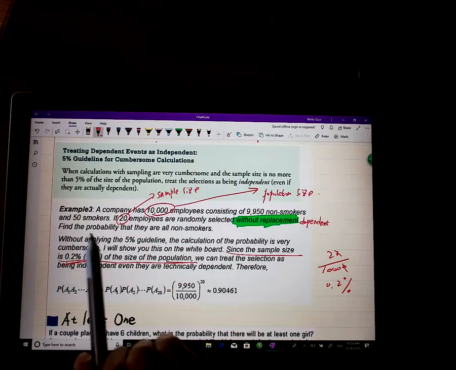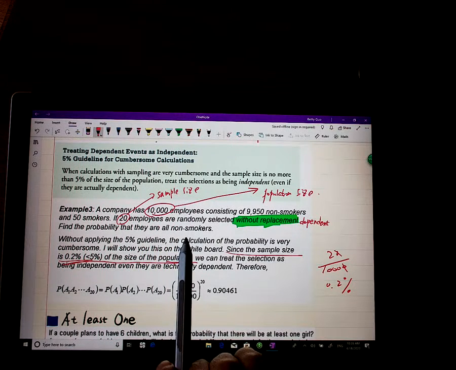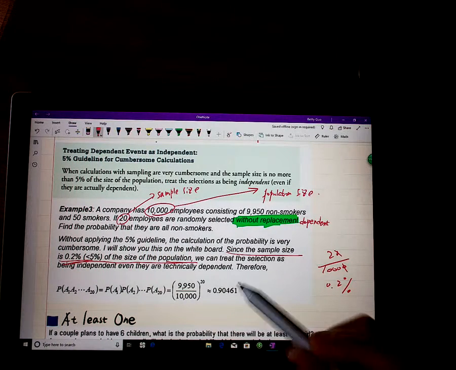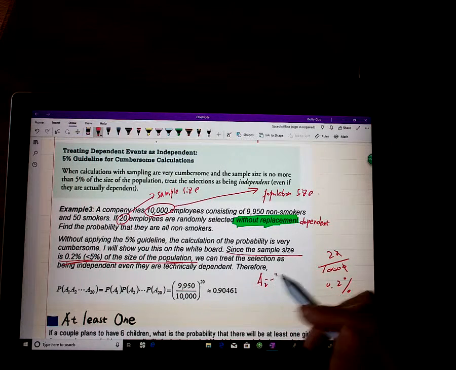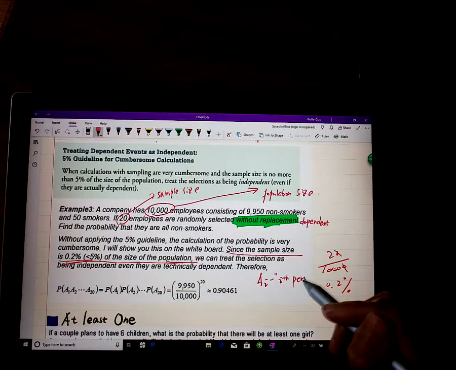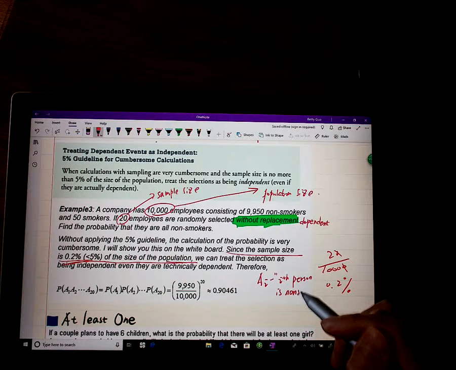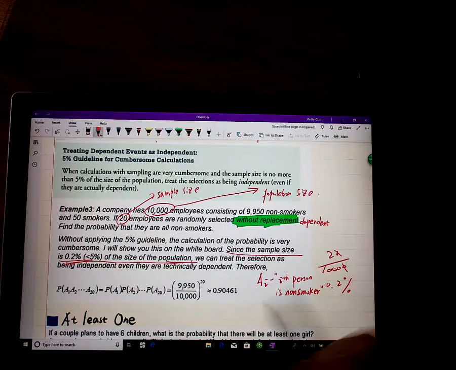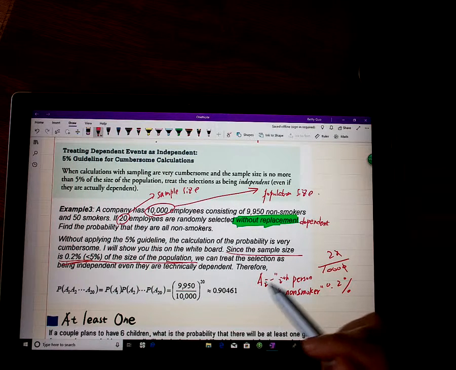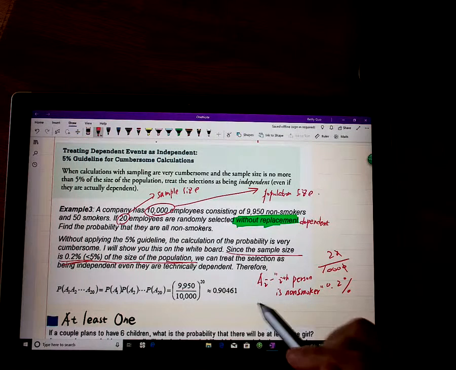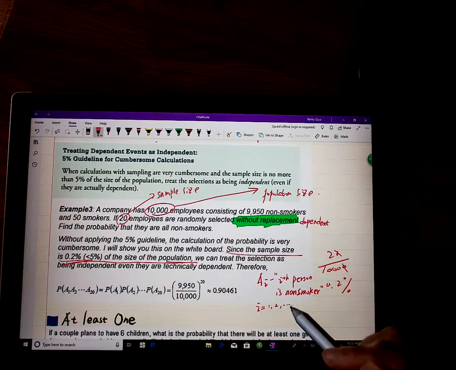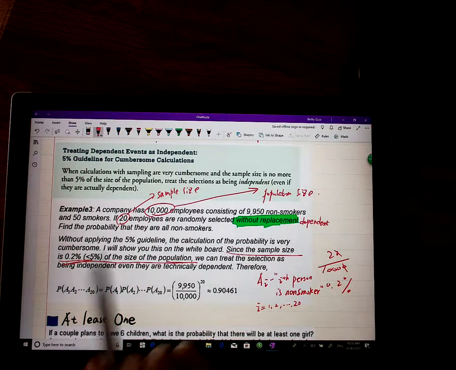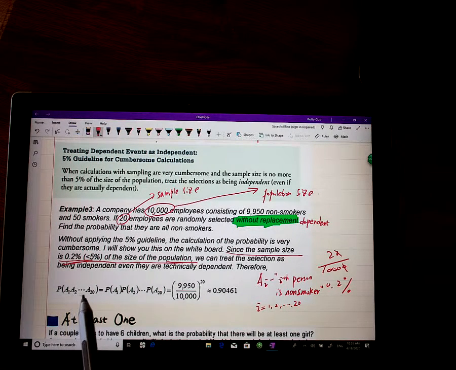Then the probability that all of them are non-smokers. If we let A_i be the event that the ith person is a non-smoker: A sub 1 is the first person a non-smoker, A sub 2 the second person a non-smoker, A sub 3 the third person, A sub 20 the 20th person a non-smoker. You understand the notation here, right? Then we are looking for the probability of A1 and A2 and so on and A20. That is a multiplication, so we are applying the multiplication rule.